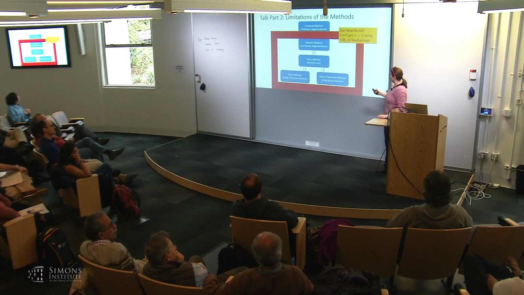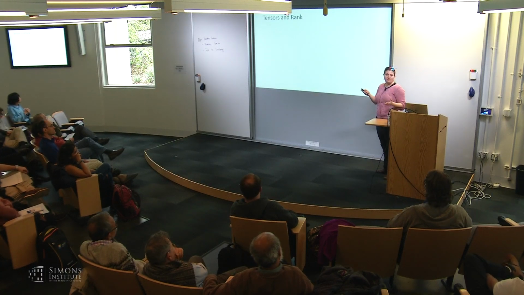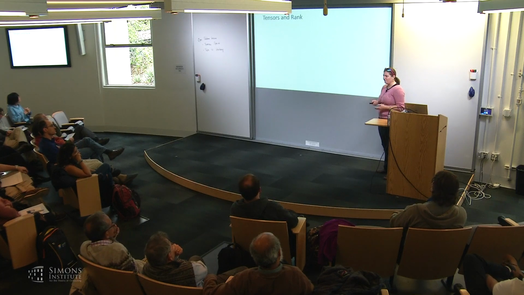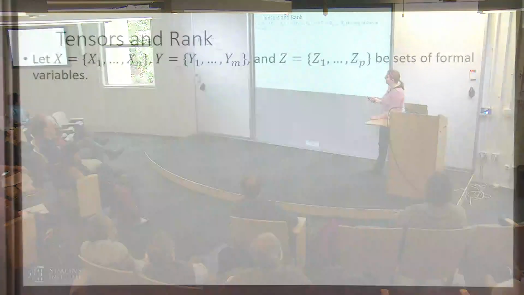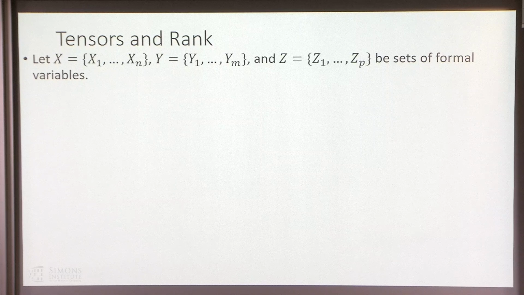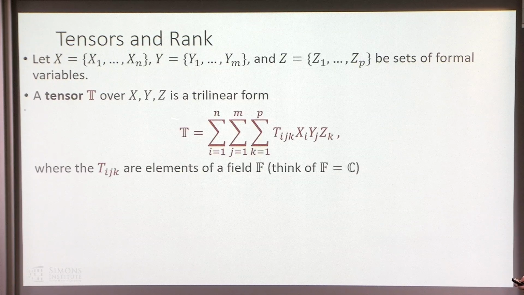Okay. So let me just give some basic definitions so I can give you more of an idea of what we're saying here. In this talk, we'll define tensors as the following trilinear form. You have these three sets of variables, x1 to xn, y1 to ym, and z1 to zp. They're formal variables, and a tensor is defined as a trilinear form where you get these coefficients t_ijk that multiply x_i, y_j, z_k. You can think of these t_ijk's as coming from an underlying field like the complex numbers.